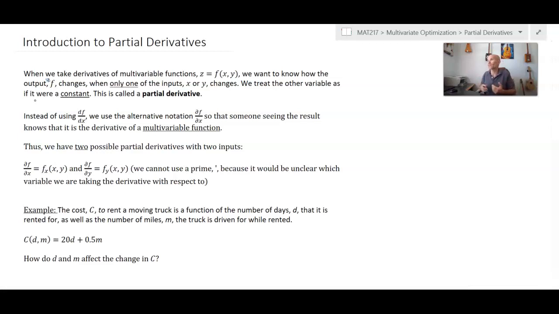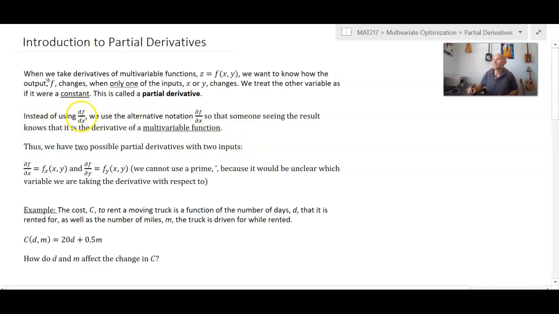We've already kind of established the fact that if you change both quantities at the same time, it's hard to know how much each input contributed to the overall effect of the output. We treat the other variable as if it were a constant, because we're going to be holding it constant so that we can understand just how a change in one of those inputs causes a change in the output. So this process is called taking a partial derivative. You're taking a derivative with respect to only one of the variables.